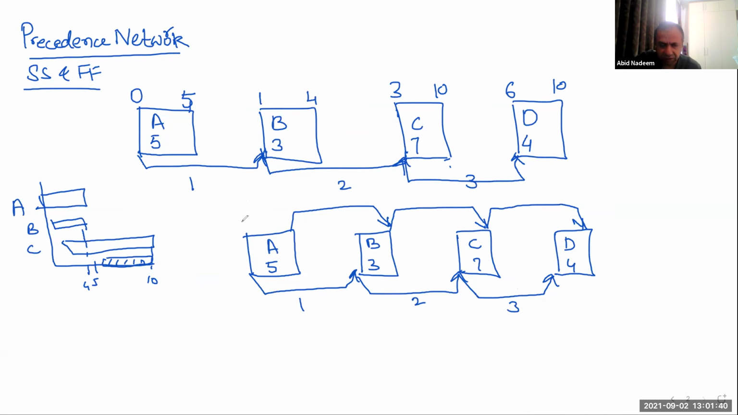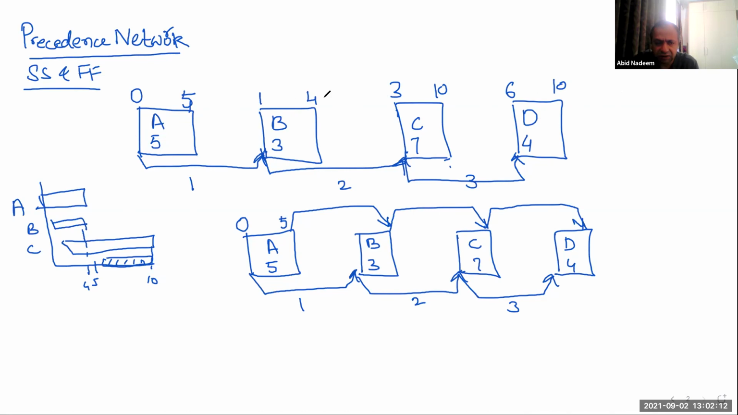So we will start from 0, and then 0 plus 5, it will be 5. And then for this activity B, I think we can also perform the backward pass calculations as well. So let's complete this first. I think we did not complete the backward pass calculations. Okay, let's do this first. So we did it like this.